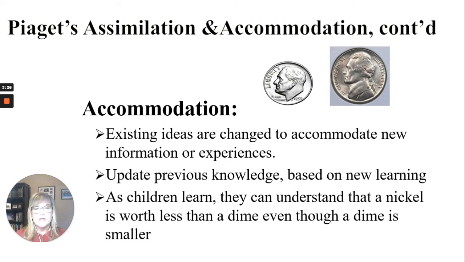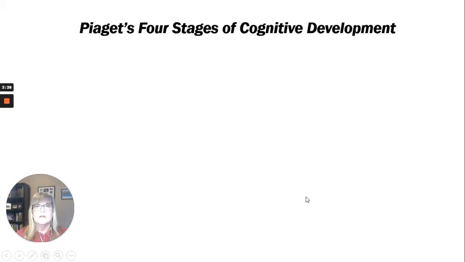So accommodation is where you have to accommodate new ideas. So you have to accommodate new information. You have to change your old information to accommodate that new information. So that should be an easy way to remember it. Just remember, accommodate means you have to change.